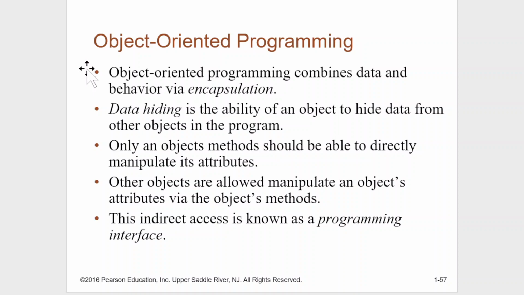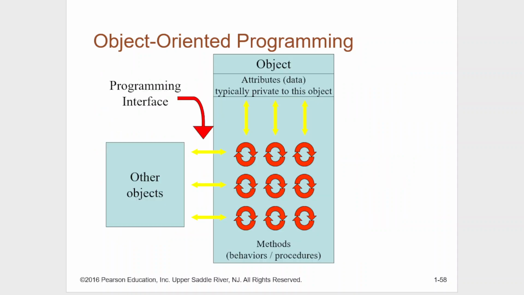Object-oriented programming combines data via encapsulation, data hiding. That means that the data is not exposed to the entire program. And how much that means to you right now, probably not much, but we'll get deeper into that. Only an object's method should be available directly to manipulate its attributes. Other objects are allowed to manipulate an object's attributes via the object's methods. The indirect access is known as a programming interface.